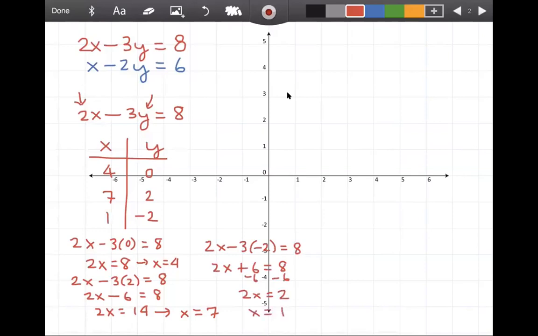All right. So we have 3 points to make that line. Here's 4, 0. 7, 2 is up here. And 1, -2 is down here.